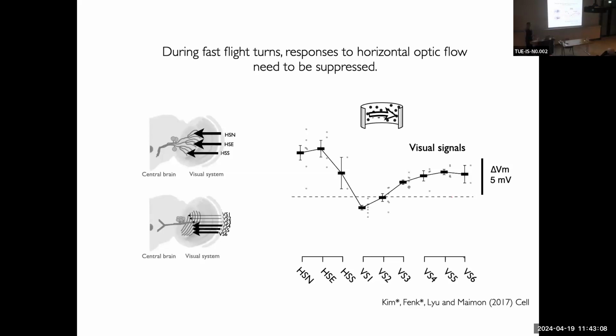And we performed whole-cell patch clamp recordings, and here I'm just plotting the average response to, for example, rightward motion. And as expected, horizontal system cells respond strongly, but you see that also vertical system cells show responses to a varying degree. And then we wanted to know what happens in those neurons when flies perform a flight turn. And I'm going to show you how this actually looks.